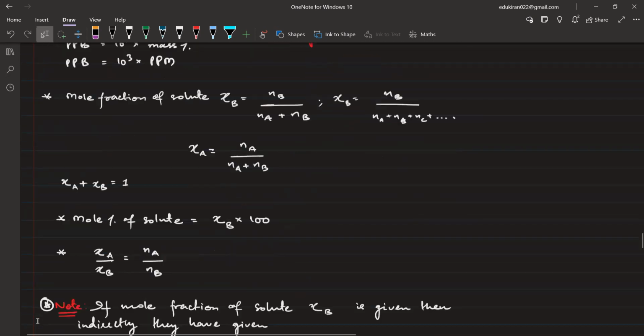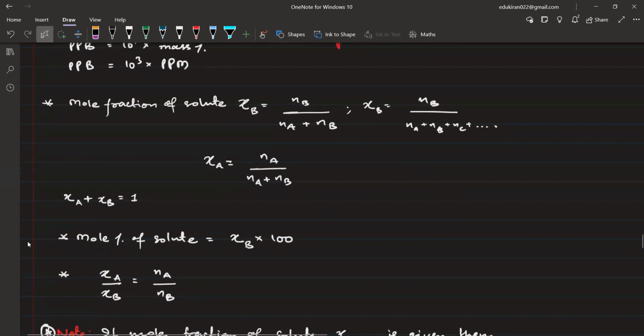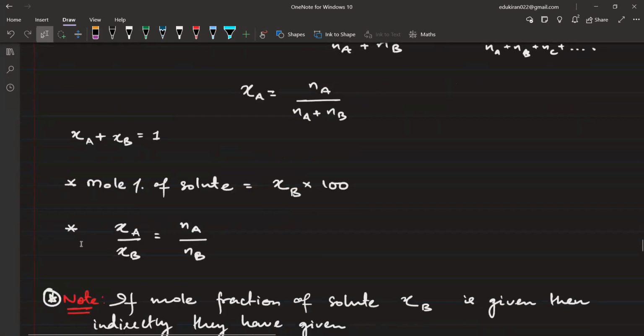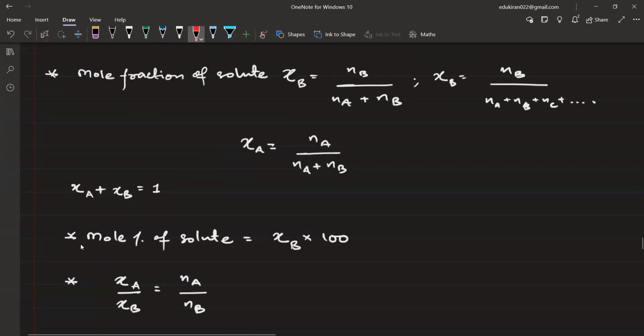Okay, chalo. Next, let us see about mole fraction. What is mole fraction? Mole fraction of solute will be equal to the number of moles of solute upon the number of moles of solvent plus number of moles of solute. Okay. This is for chi B.